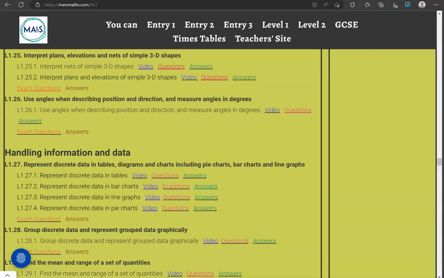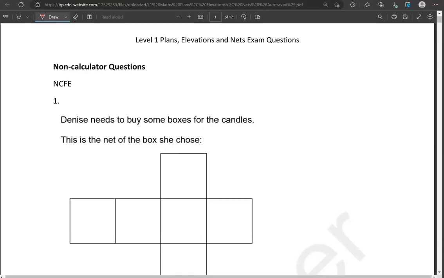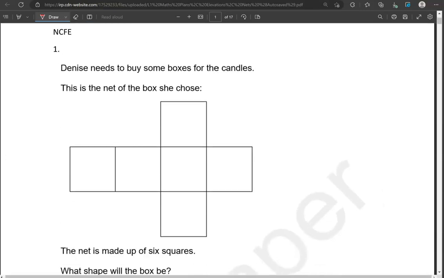In this video, we'll go through exam questions that cover the criteria, interpret plans, elevations, and nets of simple 3D shapes. You can locate the questions on the mathsmaths.com website under Level 1. The questions come from different exam boards. We'll start with the non-calculated questions and then we'll move to the calculated questions. Here is the first one.